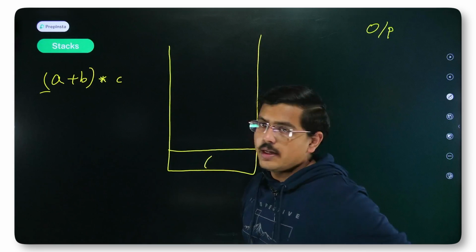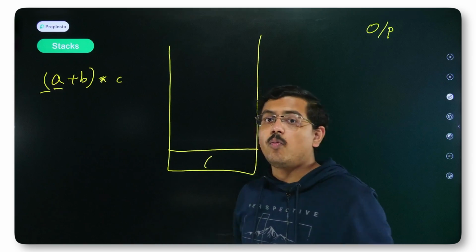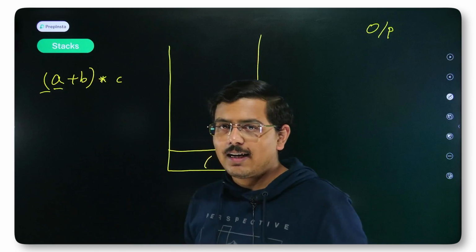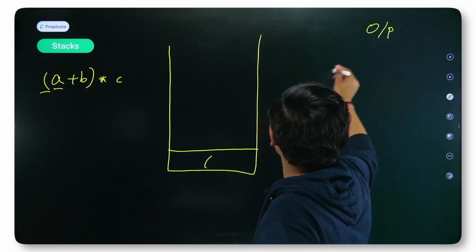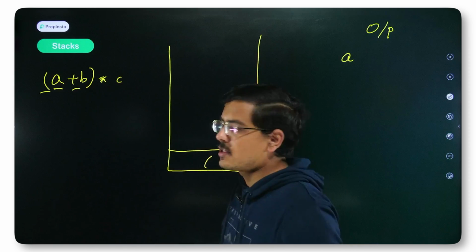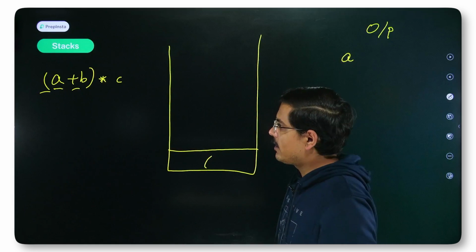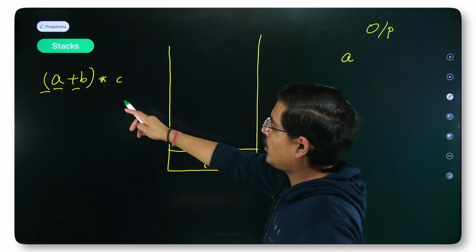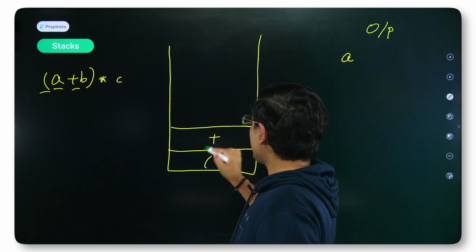I pushed it. Now I encountered an operand. What was our primary goal when we encountered an operand? Print it, fine. So I print it. Then I encounter plus. Whenever the opening bracket is inside the stack, what you need to do is push it, fine. So I push the plus.